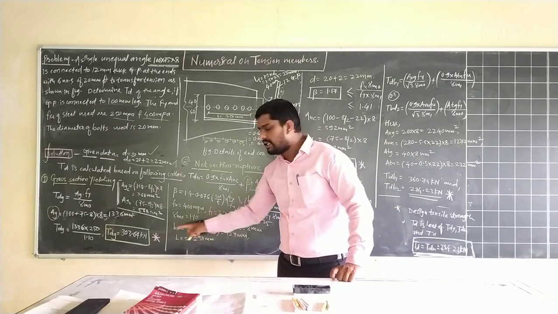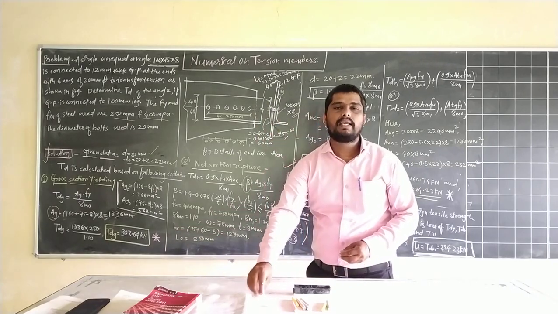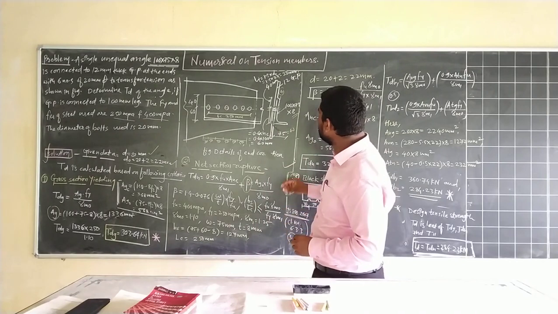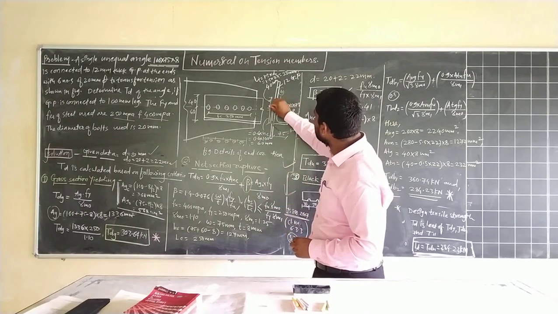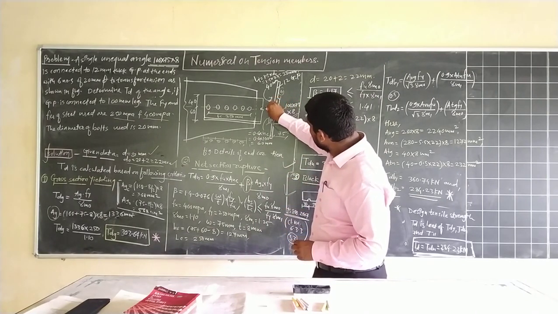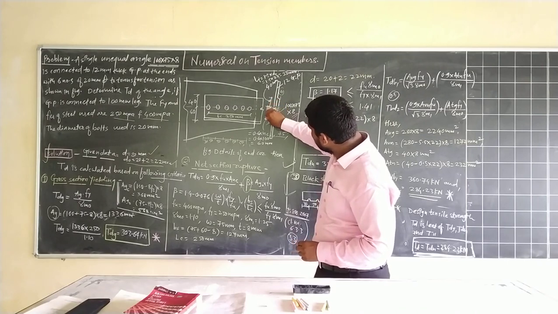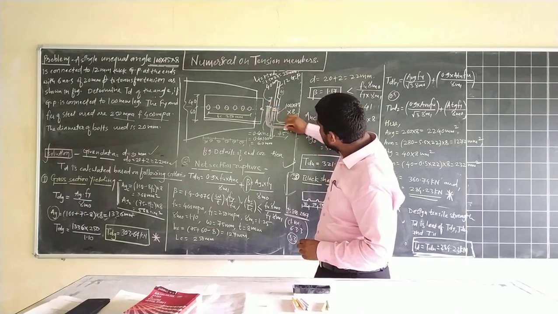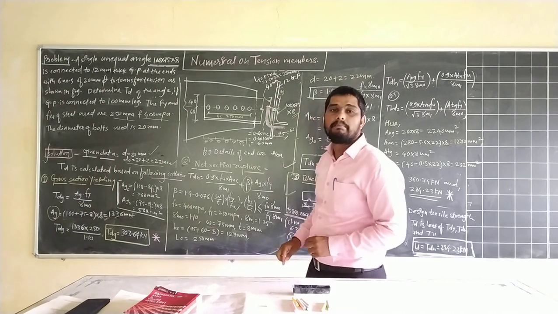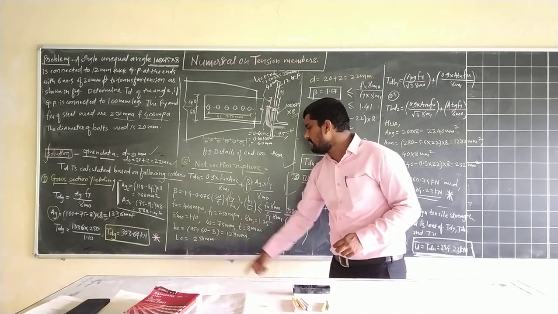Then find out the bs. So bs is called the shear lag. How are we going to find this? Shear lag is nothing but the distance from the connection to the outstanding leg. So this value will be bs.